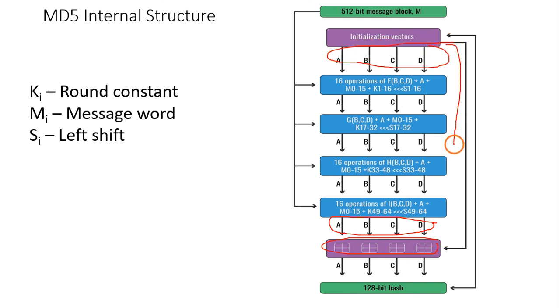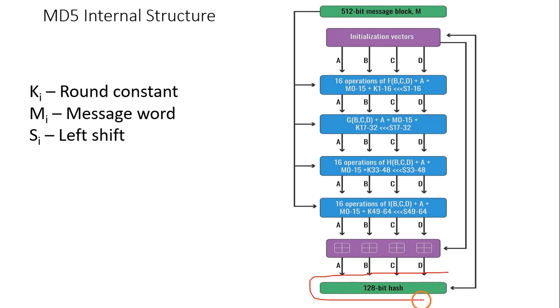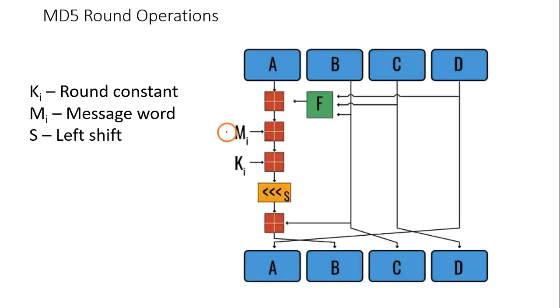You can see this arrow. These are the initial values of A, B, C, D. And once you add them both, you will get the final hash value. So this is the overall structure of MD5. Now let's see what happens in each round. There are four rounds, right? Let's see what happens in each round.